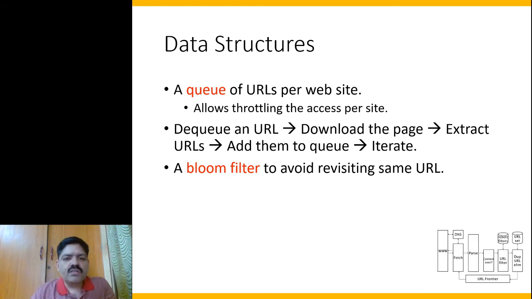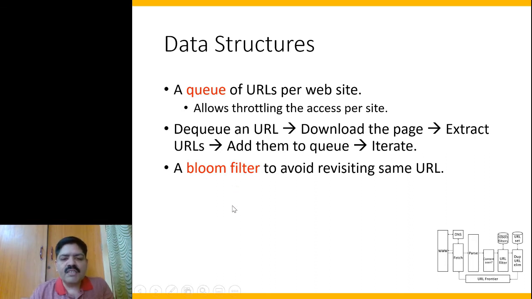So once you have such a queue of URLs per website, you could dequeue one URL, download that page, extract the URLs from there, add them to the queue, and iterate. If we keep doing this, we keep getting queues of URLs. This helps us in distribution also.